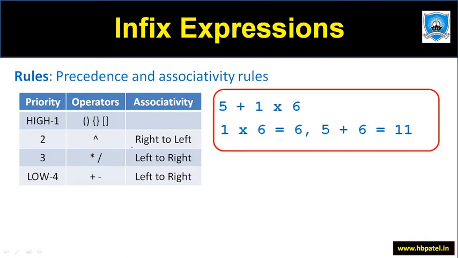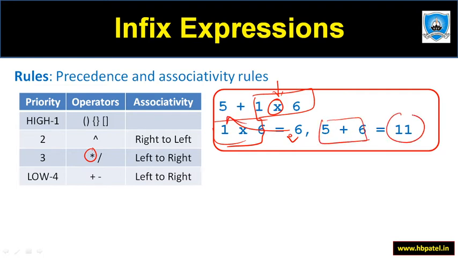Now if we take the previous example, 5 plus 1 multiplied by 6, so you can see that multiplication is having higher priority. So this will be done first. So 1 multiplied by 6 is 6, and that 6 is added into 5, and answer is 11. So if I take the last example, the 11 is the right answer according to these precedence and associativity rules.